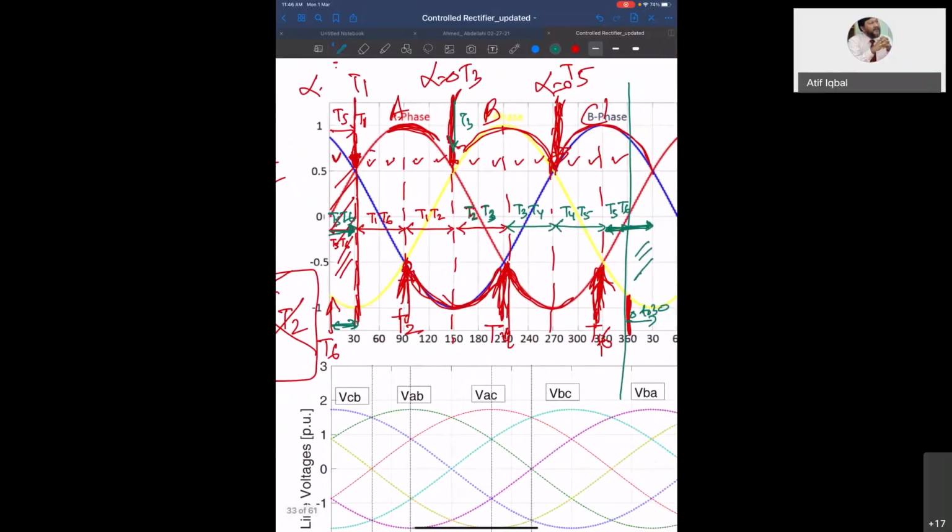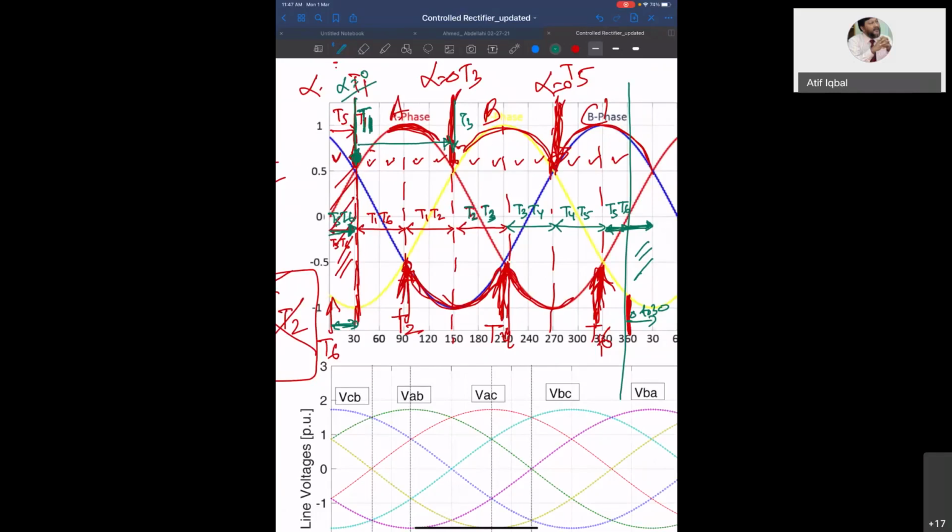Yes. Doctor, I did not understand the two pairs, how we determine that both are working at the same time, like T1 and T6 and T1, T2, how they work. Okay. You see here, T1 has started working from here. T1 will switch on here because alpha is equal to 0. So T1 has started working from this point onward until this point, from here to here. T1 is operating.